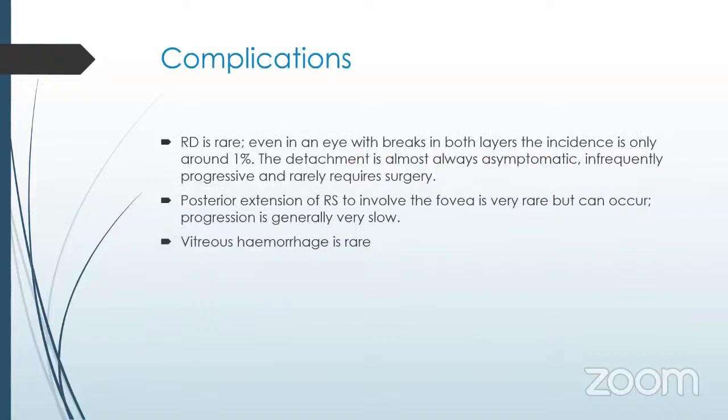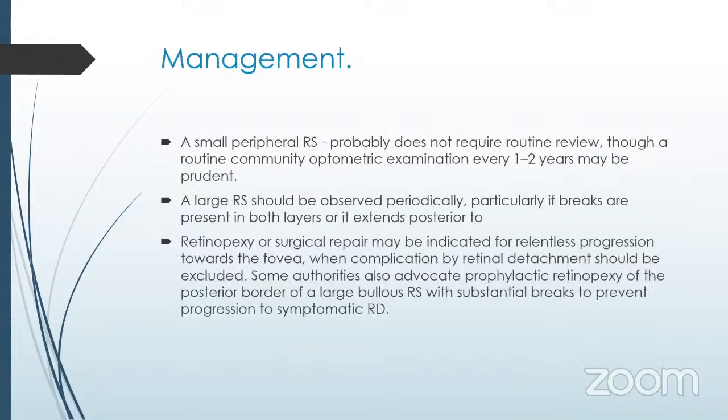Complications: RD is rare, even in eyes with a break in both layers; the incidence is very low, about 1%. The detachment is almost always asymptomatic, infrequently progressive, and rarely requires surgery. Posterior extension of the retinoschisis to involve the fovea is very rare, but it can occur, and progression is generally very slow. Vitreous hemorrhage is a rare complication.